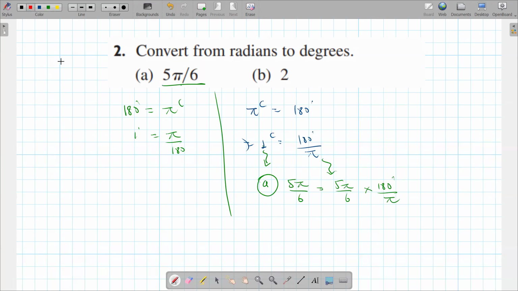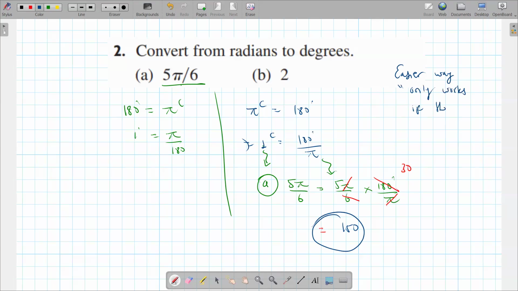You'll see that whenever you're converting to degrees, the pi will cancel out if there's a pi, like that. Then 6 goes into 180 30 times. 30 times 5 is 150. So therefore the answer to A is 150 degrees. There's an easier way to convert from radians to degrees, and this is the easier way. And this only works if there's a pi.